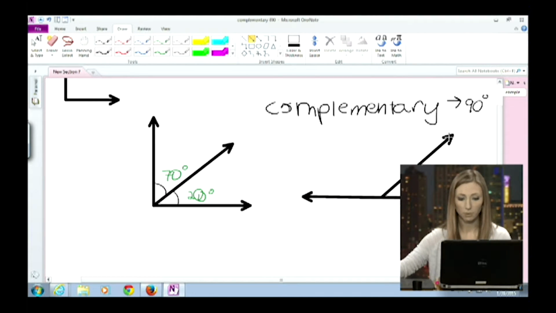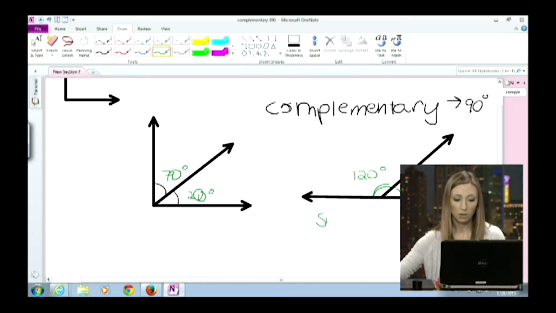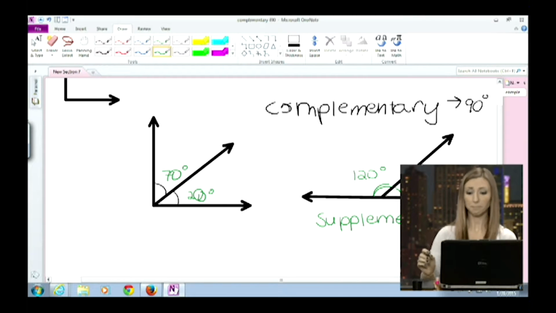So here's an example of supplementary angles. Let's say this angle was 120 degrees, then the other angle has to be 60 degrees. And again, that's called supplementary. I don't really have a great way to remember the difference between the two, but they are different.